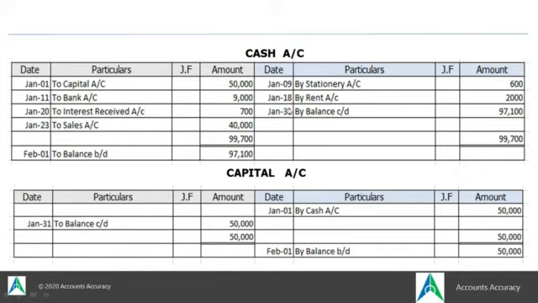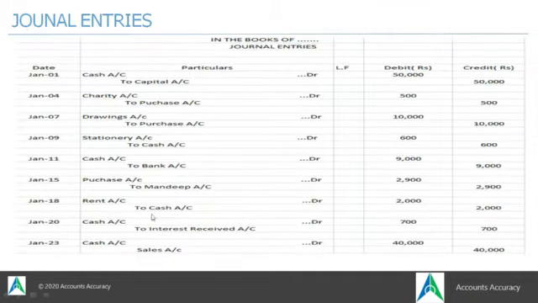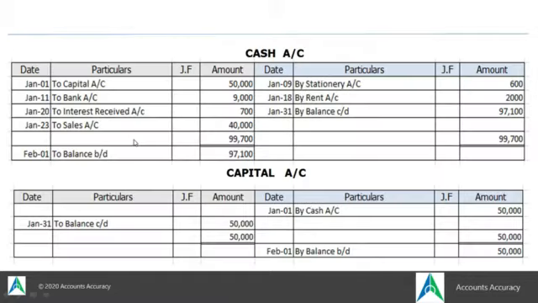Now wherever the cash account is credited, that will also be posted. So you can see here on January 9 the posting is done for stationery account, because to cash is at credit side, so you will only pick the debit part, that is by stationery account. As I had told that all the left debit ones will be written as by, so this stationery account will be written in the cash account as by stationery account on the right hand side, and January 9 by stationery account 600 will be posted.